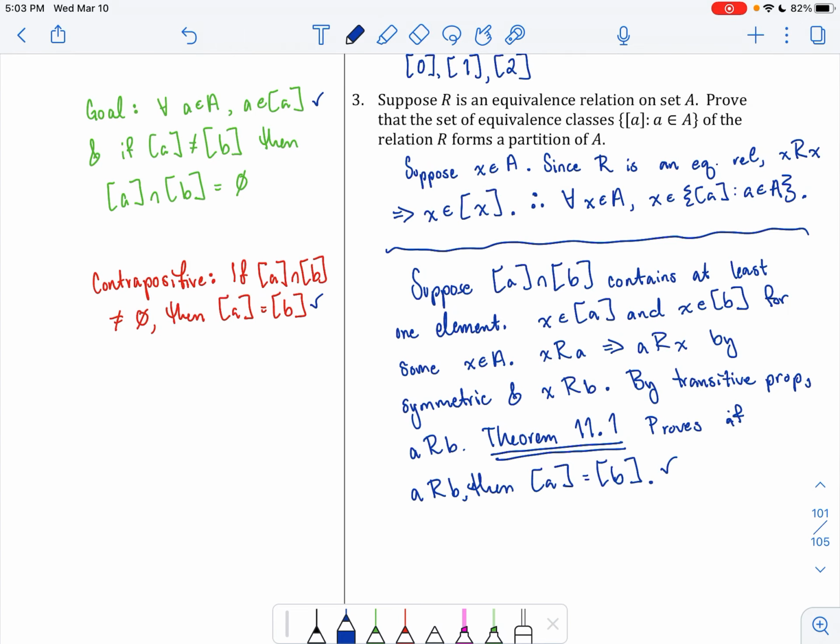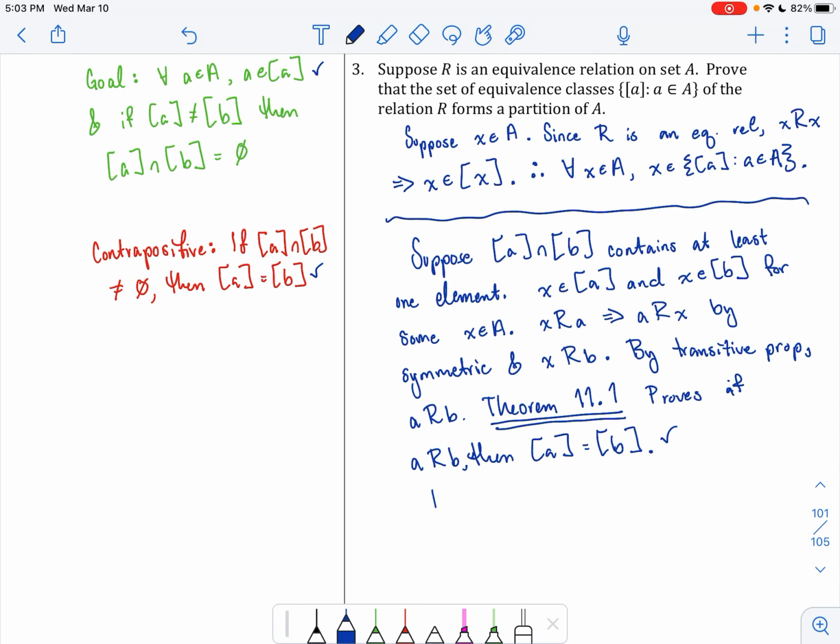So we have proven the contrapositive. So by proof of the contrapositive, the set of equivalence classes of an equivalence relation on the set A forms a partition.